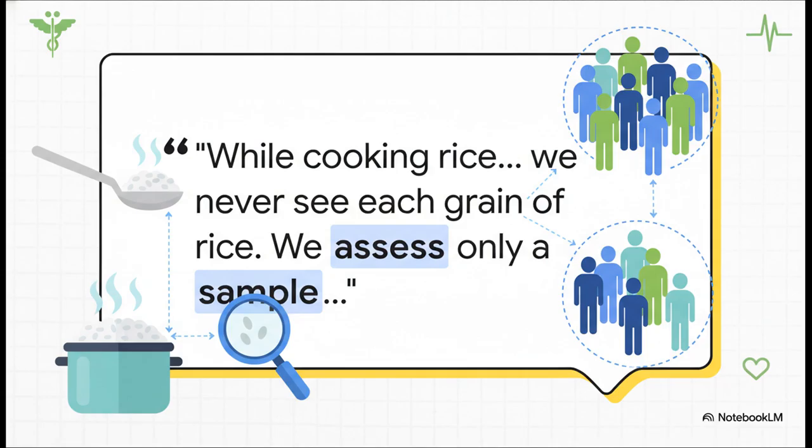I love this analogy because it makes it so clear. Think about cooking a big pot of rice. You don't taste every single grain to see if it's done, right? Of course not. You just take one little spoonful, a sample, and from that, you can be pretty confident that the entire pot is ready to eat. That's the exact same idea behind research sampling.